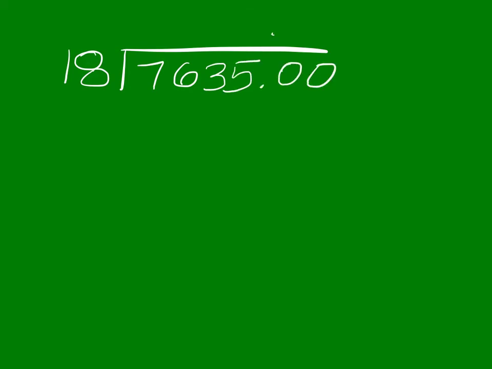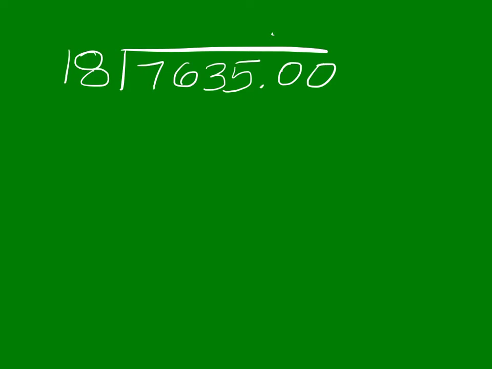Okay, on this one, can you recognize that 18 is higher than 7? So if 18 is higher than 7, it cannot go into it without going over. So then you have to move over to the 6 and make this 76 that you're looking at. Will 18 go into 76 a certain number of times without going over 76? Can I multiply 18 by something and not go over 76? I can get close to it.